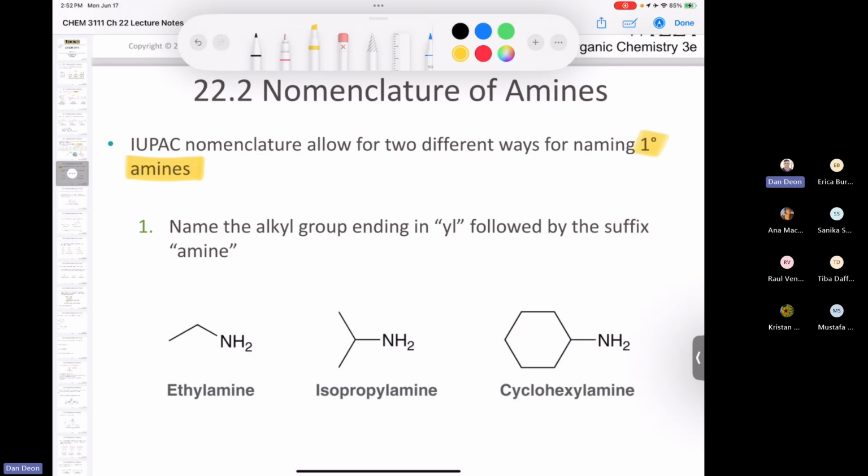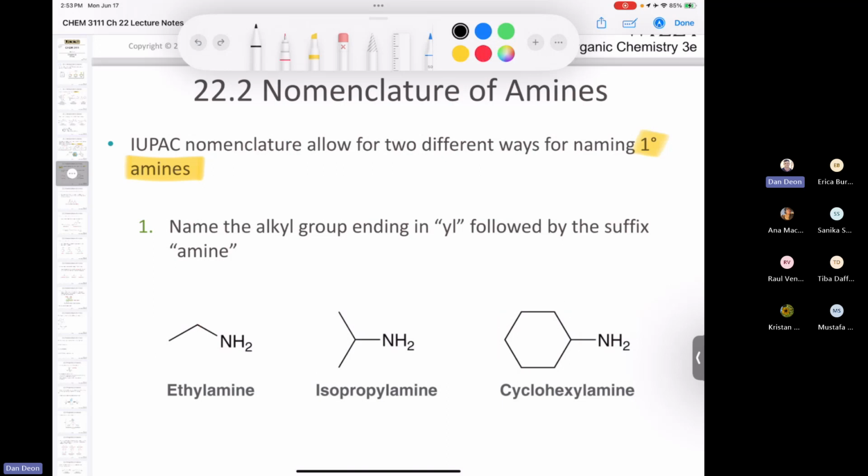If the nitrogen is attached to an alkyl group that you can recognize, I mean, what are the alkyl groups you know? There's really 8 of them: methyl, ethyl, propyl, isopropyl, and then the 4 butyls: butyl, tert-butyl, isobutyl, and sec-butyl. If it's one of those alkyl groups, you can just use that. I guess I neglected to include all the cycloalkyl groups like cyclopropyl, cyclobutyl, cyclopentyl, cyclohexyl. You know those already. So if you can recognize the alkyl group, you can just name it and then call it an amine. So ethylamine, isopropylamine, cyclohexylamine, right? We could come up with other ones.